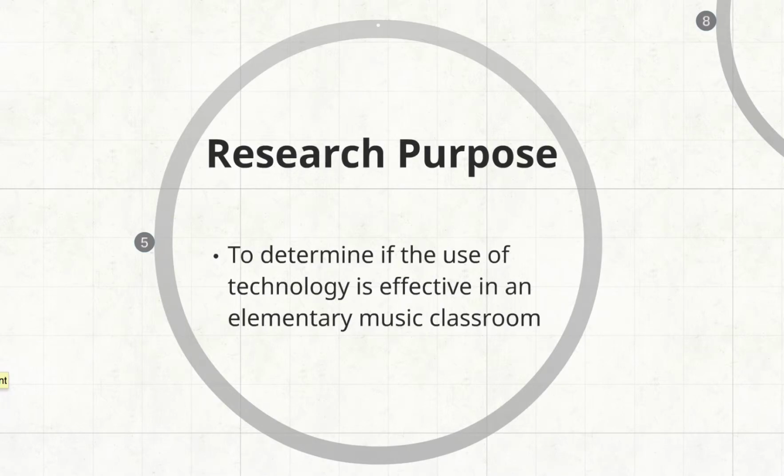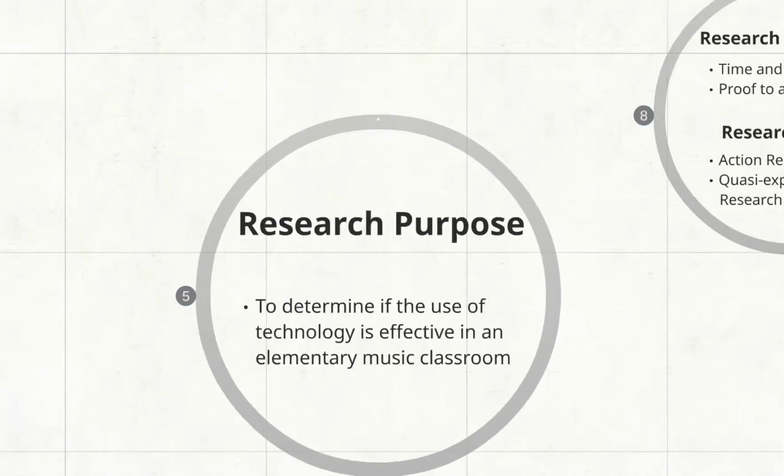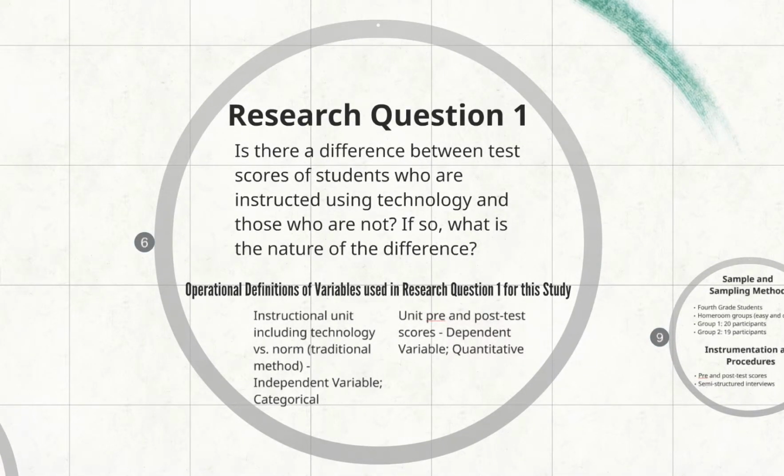The purpose of my research is to determine if the use of technology is effective in my elementary music classroom. To determine this, I had two research questions. First, I needed to determine if there was a difference between test scores of students who were instructed using technology and then those who were not. The operational definitions of variables for this research question are outlined on the Prezi.